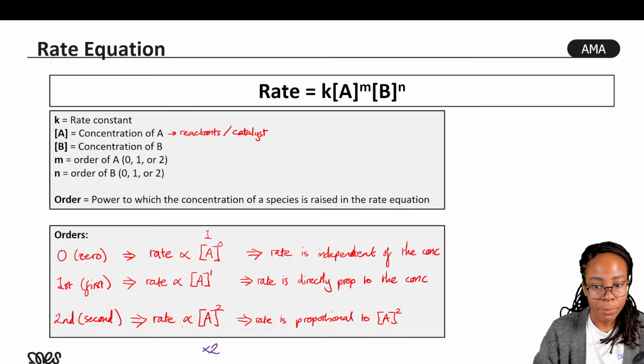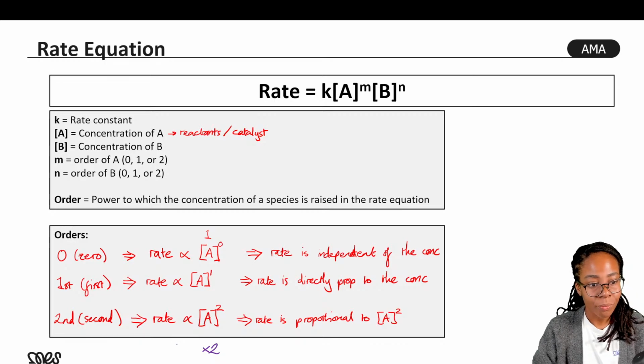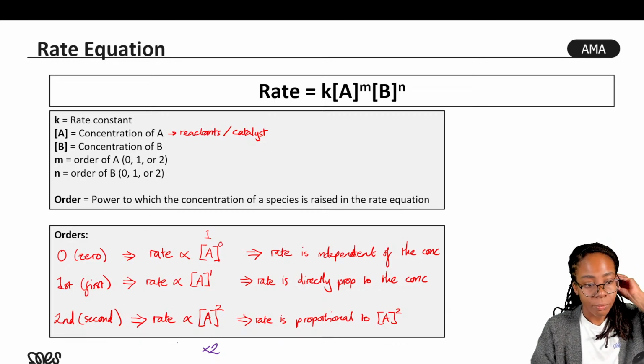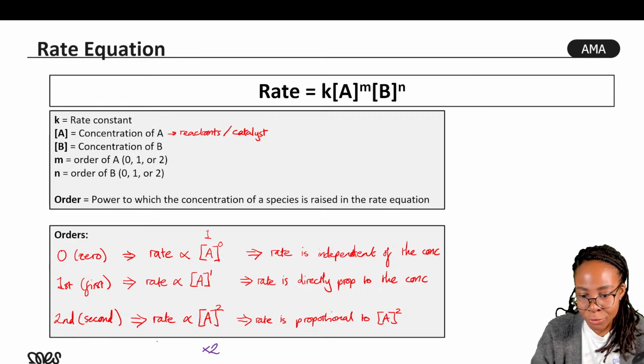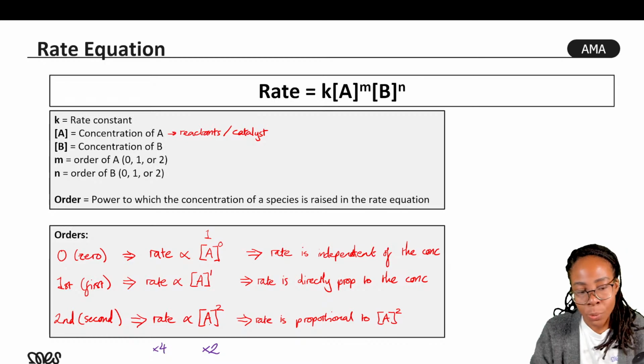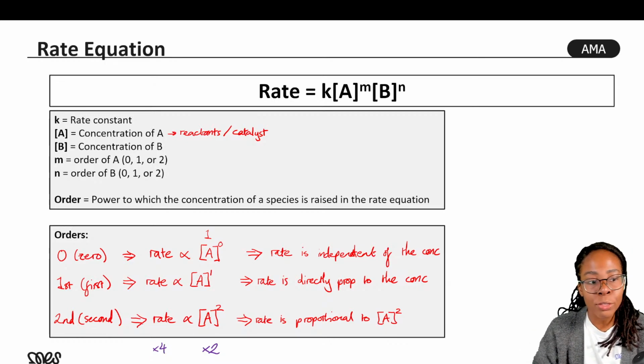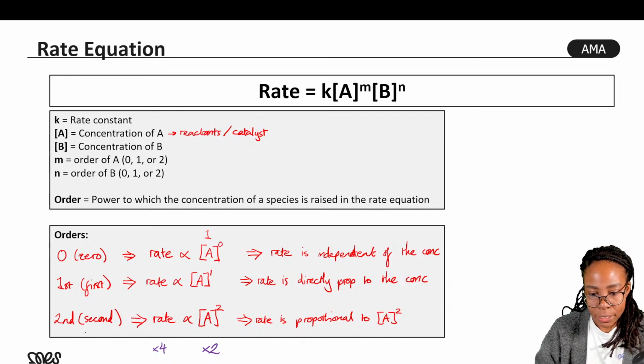Oh, that's a good question, but answer mine first. If the concentration were to be multiplied by 2, what would happen to the rate? Lovely. Thank you, Kimia. The rate would be multiplied by 4. So whatever the concentration is multiplied by, the rate will go up by the square of that. Okay? Absolutely. 2 squared.